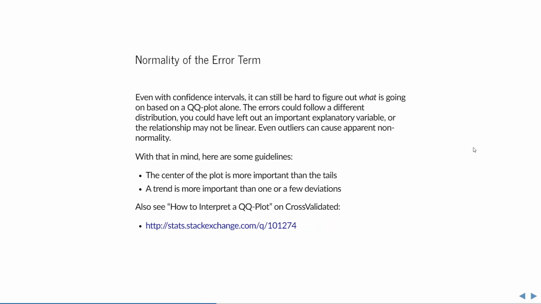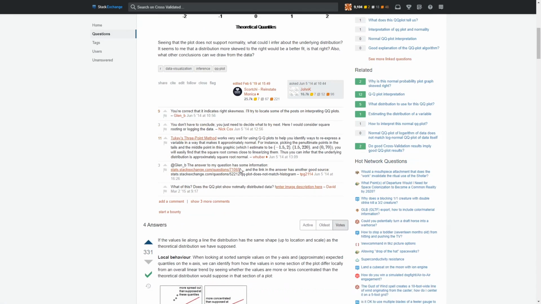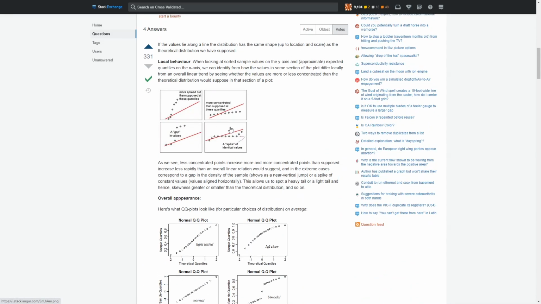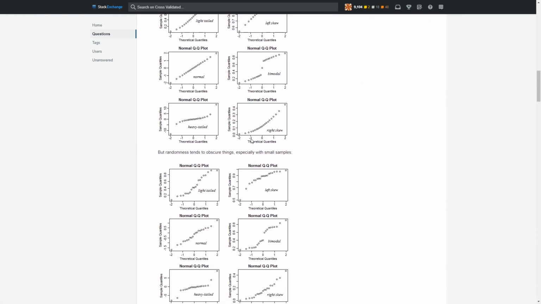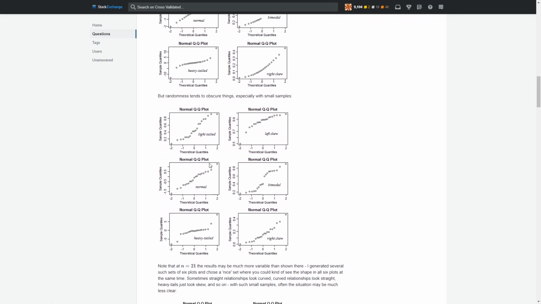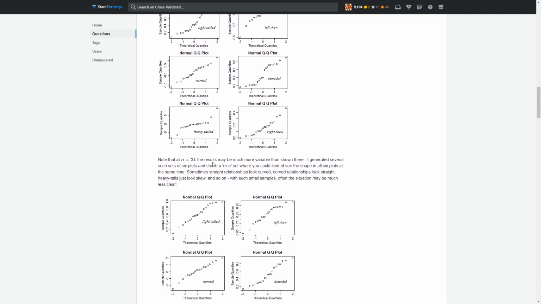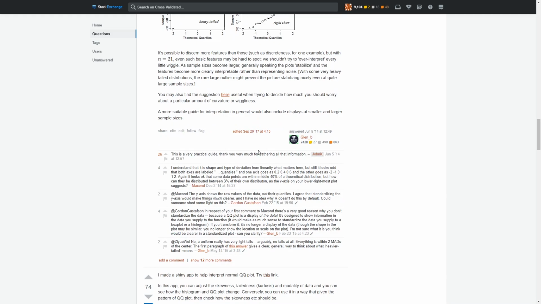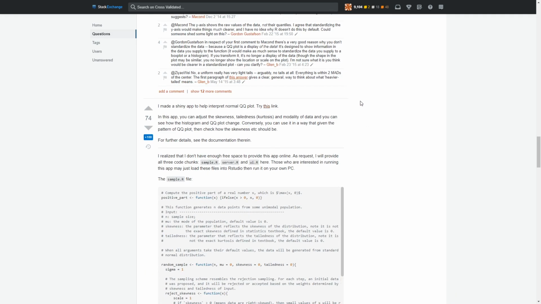There's also a very nice post on Cross-Validated, a statistics Q&A, that explains how to interpret a QQ plot. So if you simply Google this question, you will find it on Cross-Validated. And there's several answers here that are very nice and go into a lot of depth into what you can conclude from a QQ plot, and also why it can sometimes be difficult to make conclusions from it.